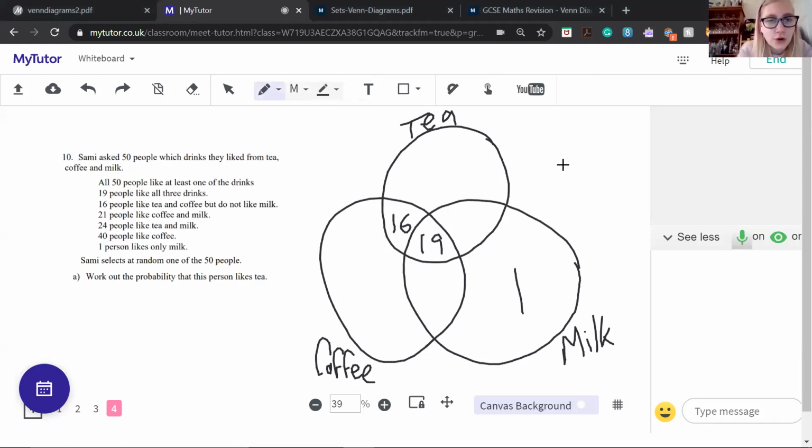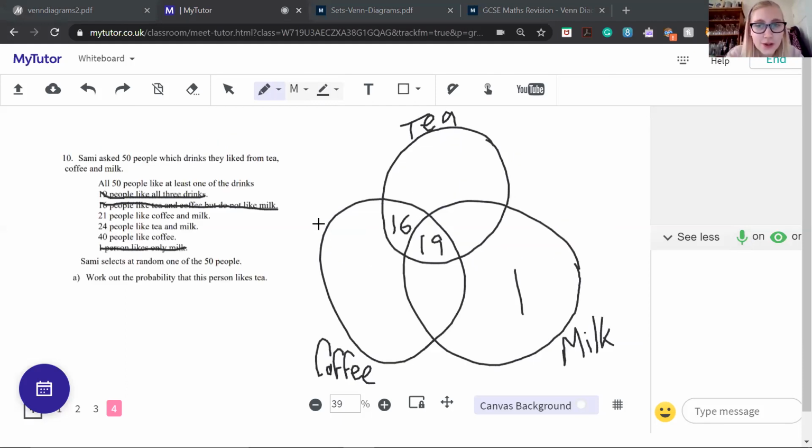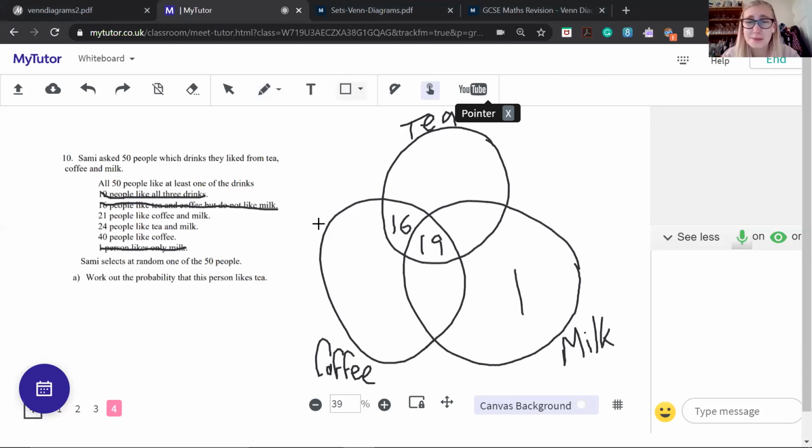So let's cross off, this is what I find really useful to do. Let's cross off the things that we've definitely used and won't be coming back to because we've written it down. So we've used that 19 people like all 3 drinks. We've used this one and we've used this one. So I'm trying to work this out along with you guys. So bear with me if I pause. Okay, so let's think here. I might have to introduce some algebra. I don't want to do that because I think it makes it more confusing.